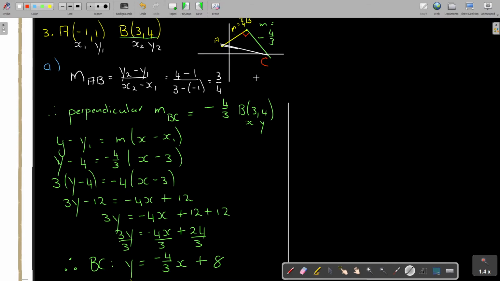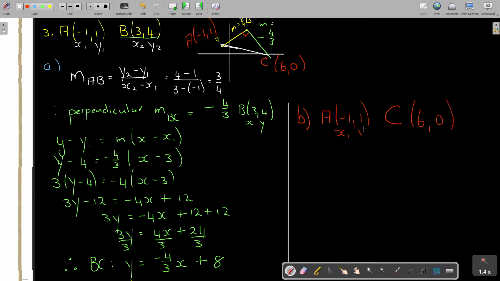So I know the point C, don't forget that point C is 6, 0. And I know the point A, it's negative 1, 1. I'm just going to say this is my point A, negative 1 and 1, and my point C is 6 and 0. That's very easy. This is x1, y1, x2, y2. What is the distance formula?